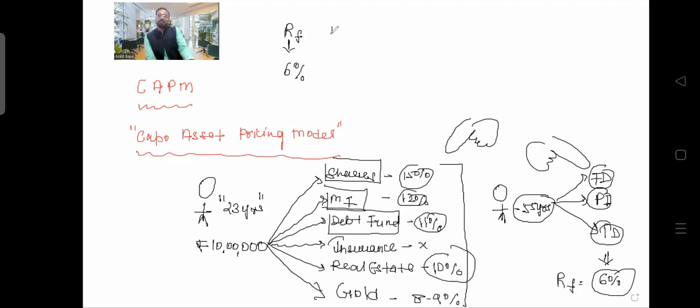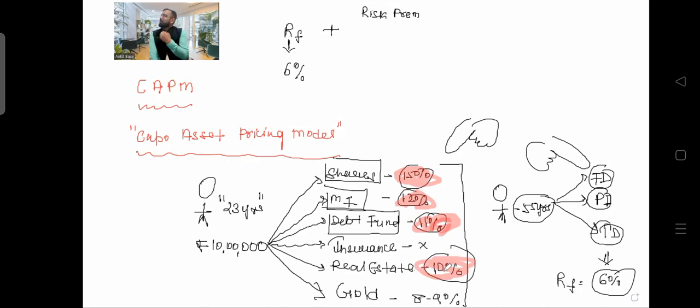Now if you are taking risk, right? If you are taking risk, what will you be expecting? You will be expecting some risk premium, yes or no? If you are investing into these securities, you will expect that you should get some premium, yes or no? You are investing into shares, so you will be expecting some risk premium. Right? What is the risk premium? Risk premium is going to be higher return.